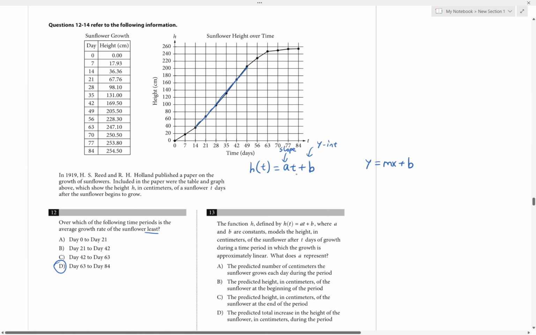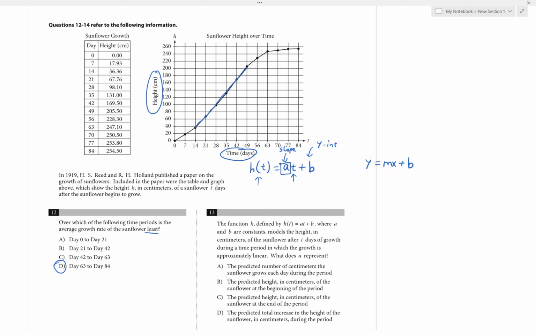And the x value in this case will be t, right? So that will be the time. We can also see that on the graph. The x-axis represents time in days, and the y value here is h of t. That's the y value in this model, which represents the height of the plant, the height of the sunflower. So we're trying to interpret the meaning of a, which is the slope. What does that mean in this question?